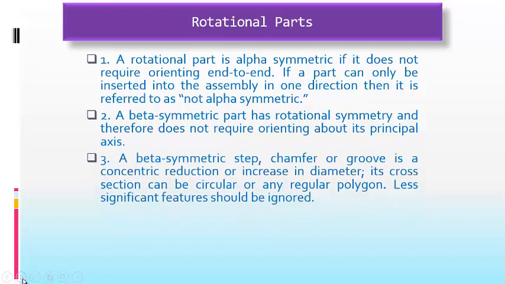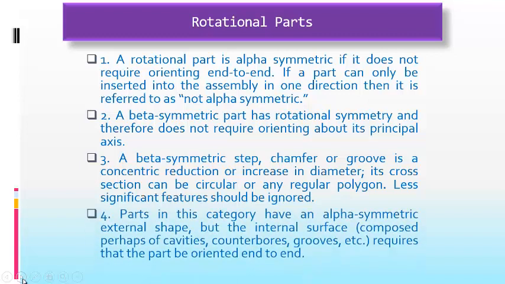A beta symmetric step, chamfer or groove is a concentric reduction or increase in dimension. Its cross-section can be circular or any regular polygon. These insignificant features should be ignored. Parts in this category have an alpha symmetric external shape, but the internal surface, composed perhaps of cavities, counterbores, grooves, etc., requires that the part be oriented end to end.